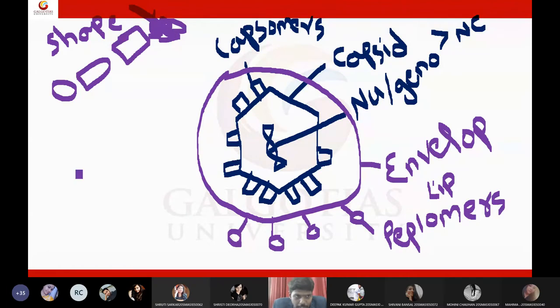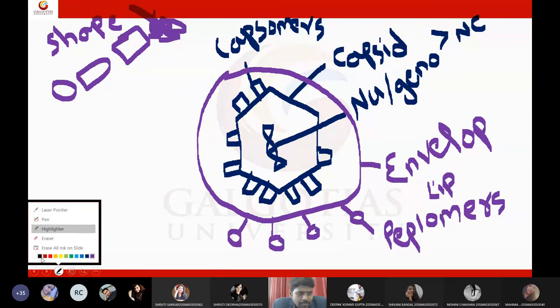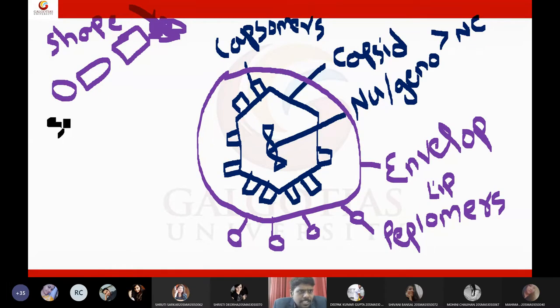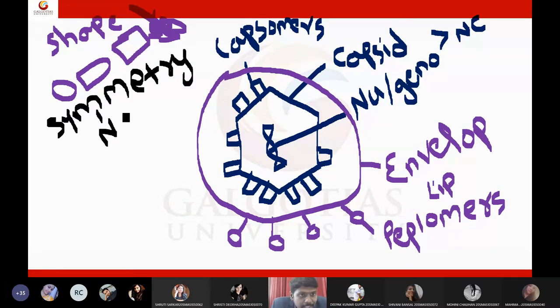Then I'm going to introduce a very important word called symmetry, S-Y-M-M-E-T-R-Y. What is this symmetry? Viral symmetry is all about the shape of the nucleocapsid. It is not about the shape of the virus. It is not about the overall viral shape. Symmetry is all about the shape of the nucleocapsid.